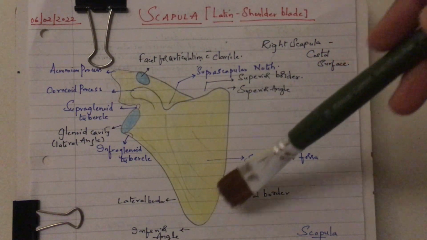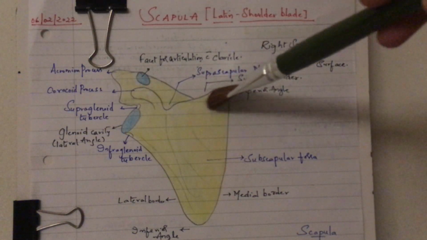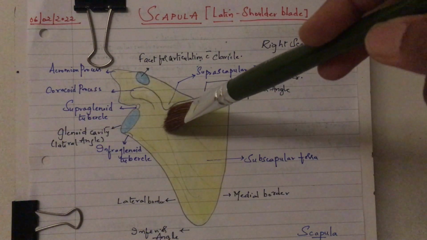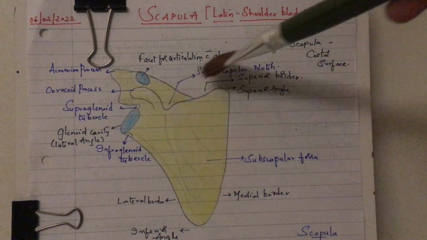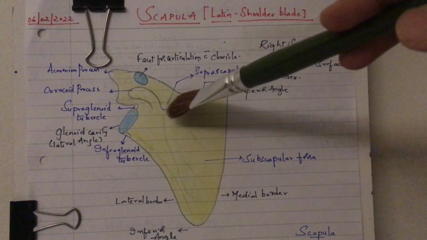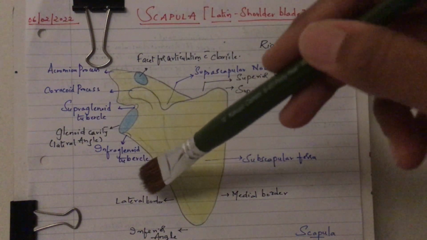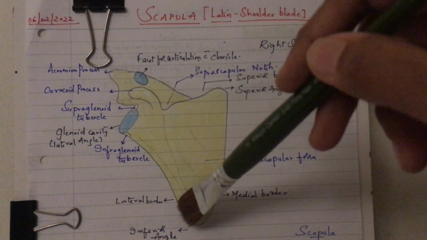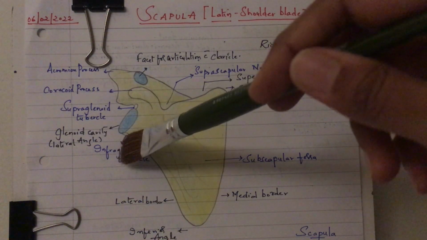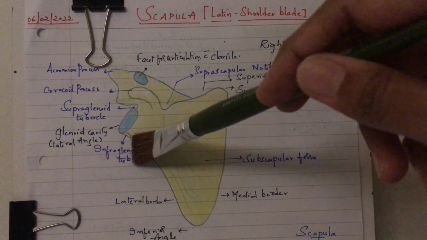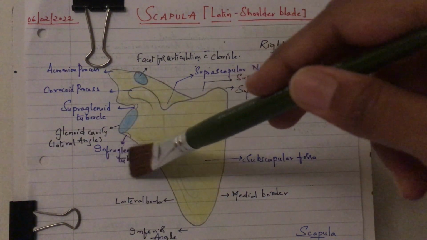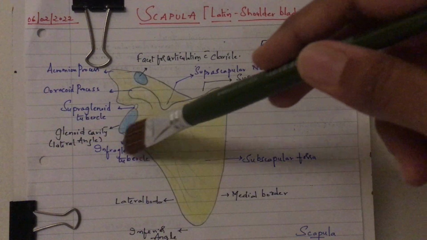Coming to the borders, we have a superior border which is the shortest border, and near the root of the coracoid process we have the suprascapular notch. The one which you have to remember near the superior angle is the suprascapular notch. And the lateral border is thick, and here near the upper end we have to remember it presents an infraglenoid tubercle. Superior border, remember suprascapular notch. In lateral border, just remember infraglenoid tubercle.